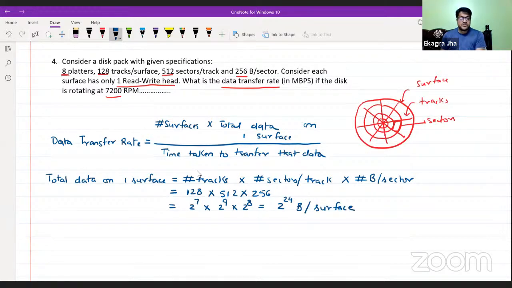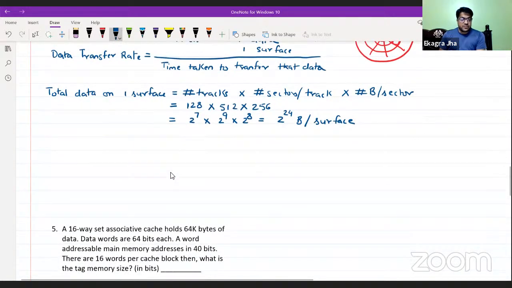And how many surfaces are we having? 8 platters are given, and each platter has two surfaces, upside and downside, so 8 platters are going to have 16 surfaces. That is a different thing, we do not require that information here. Each surface can have 2 to the power 24 bytes of data. Now let's come to the time taken to transfer that data. To transfer that data, in each revolution you are going to transfer one track.